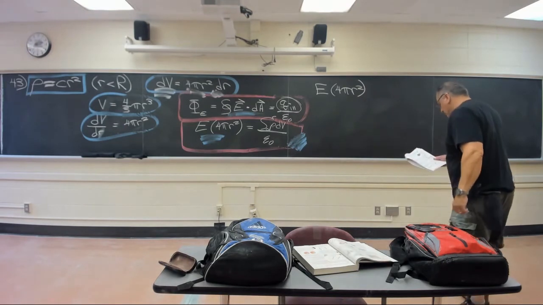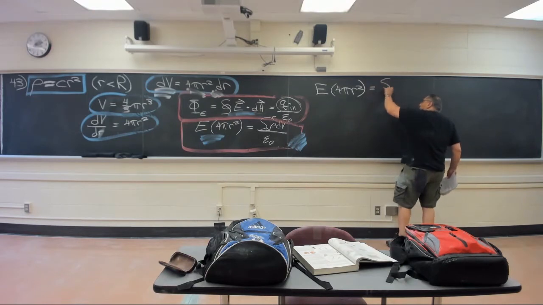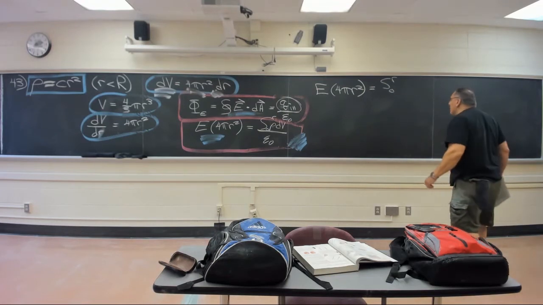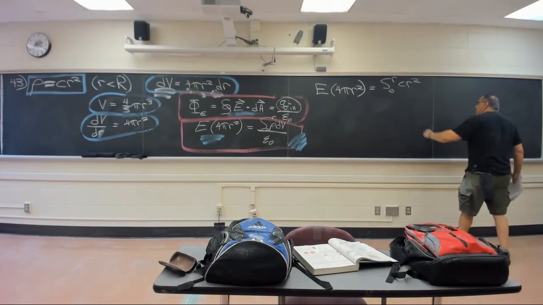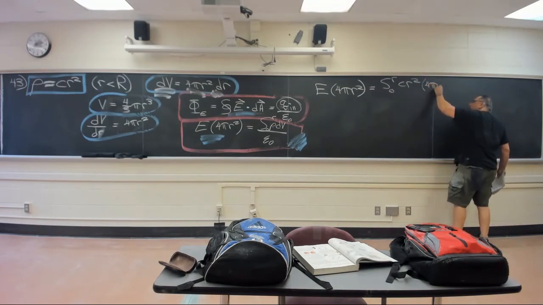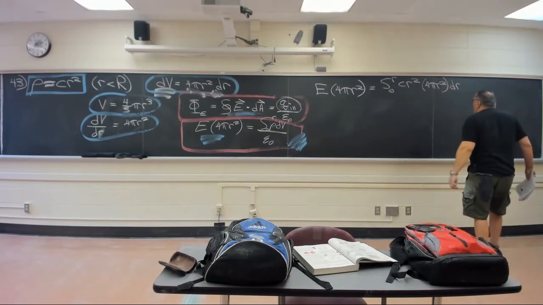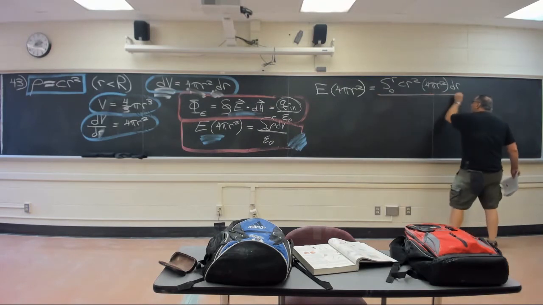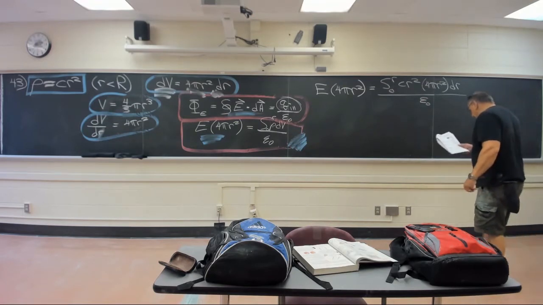So you've got E times 4 pi r squared equals the integral from 0 to r. Rho is c r squared, dV. dV is 4 pi r squared dr. 4 pi r squared dr. That's all over epsilon naught. Pretty fascinating stuff, if you ask me.